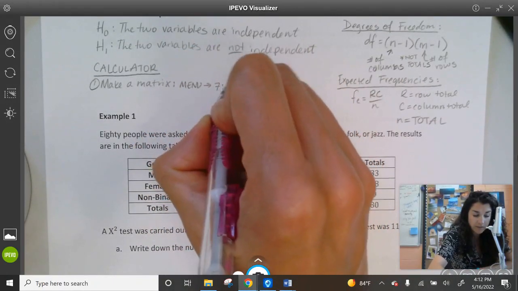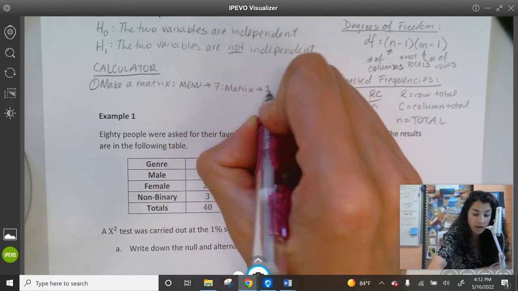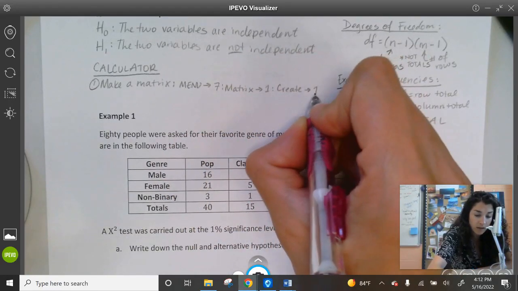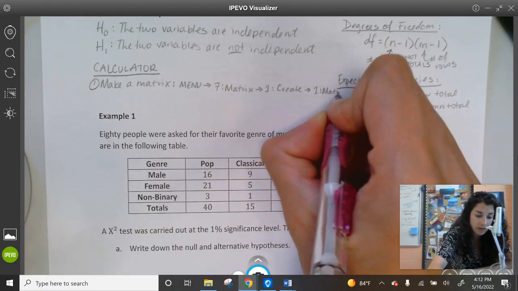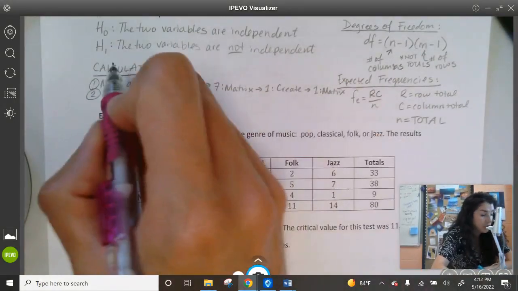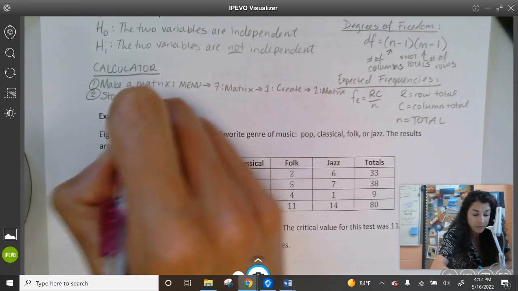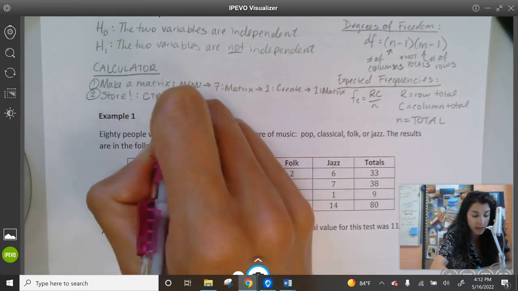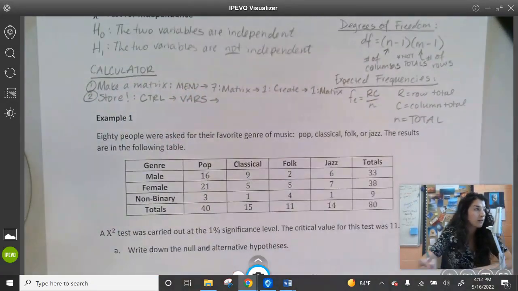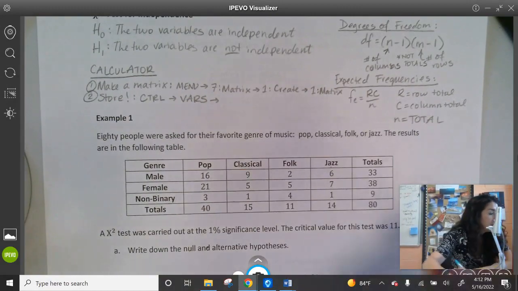7 matrix, 1 create, 1 matrix. Once you make the matrix, you then have to store the matrix. How you do that is you press the control button and then vars, which notice above vars, it says STO, which is short for store.